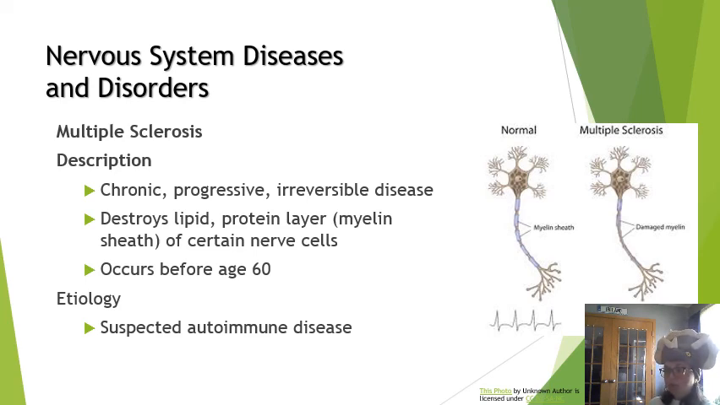This will be our last disease discussed today. Yay! It is another chronic, progressive, and irreversible disease. It destroys the lipid protein layer of certain nerve cells that's called the myelin sheath. This sheath protects nerve cells, so without that, the nerves become damaged. It is a suspected autoimmune disease, and you can see in the image here one nerve cell that has intact myelin sheath, and then one that has damaged nerve cell damage, and you can see the nerve pulses below it.